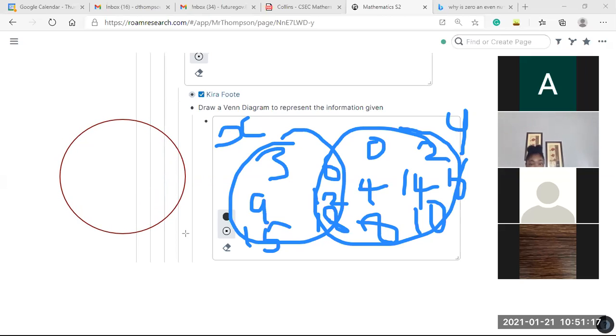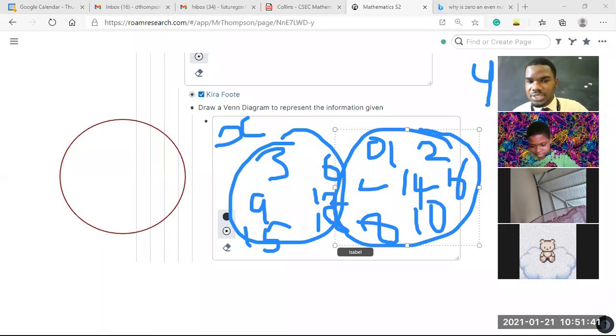I thought you would have used the shapes, but it's okay. So, yes, that is correct. It's a little bit hard to see, so I'm going to quickly redraw it. Does everybody understand what she did?